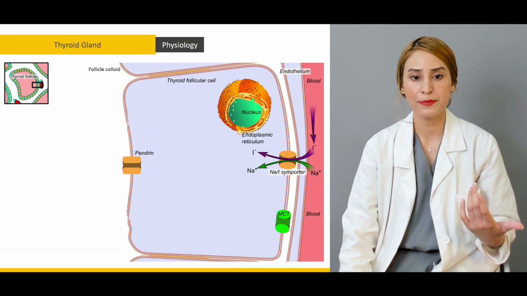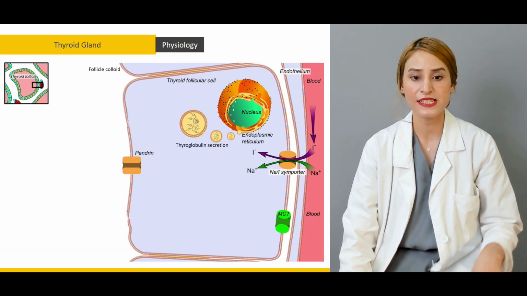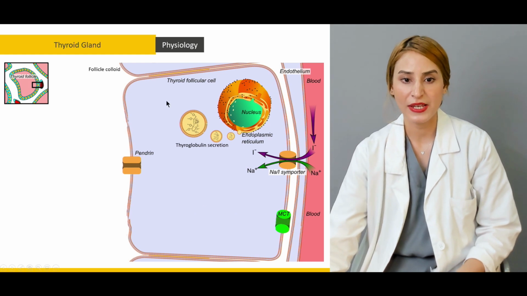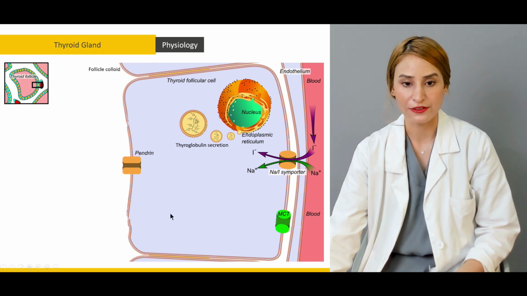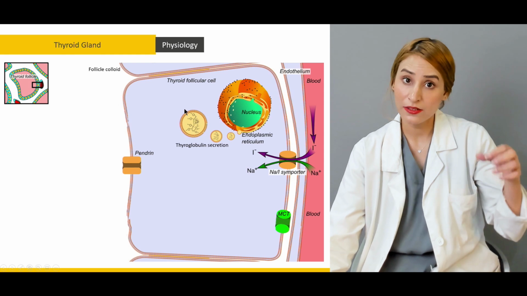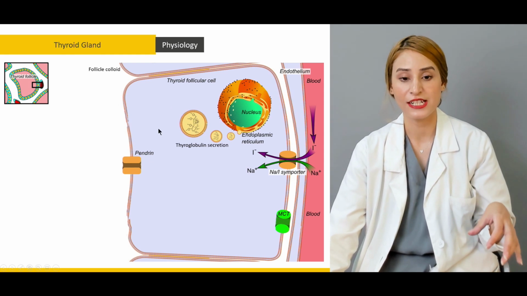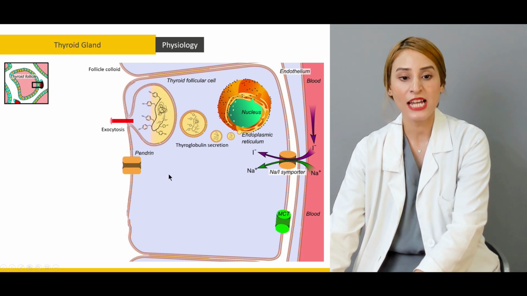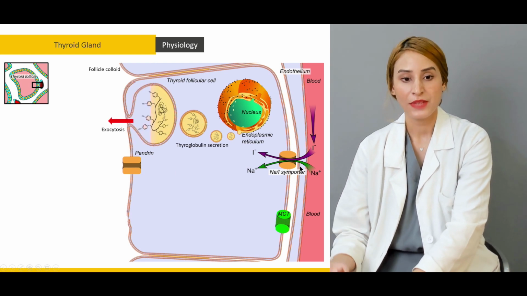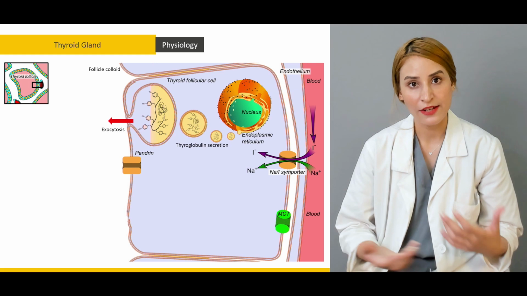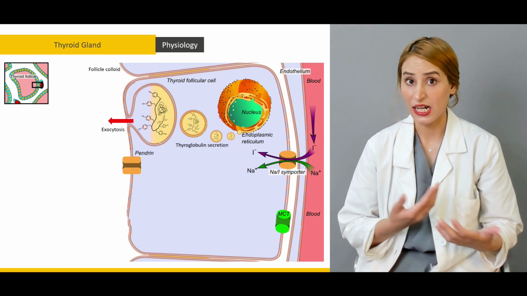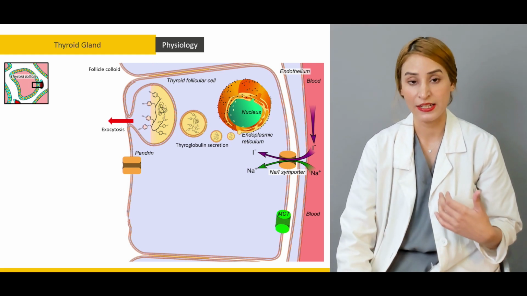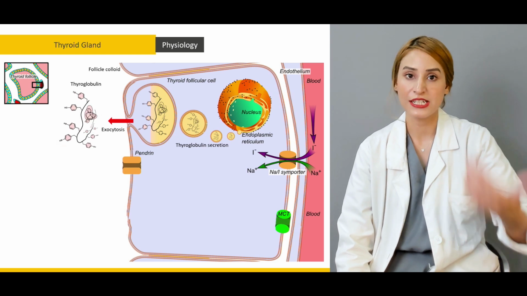So talking about a little bit of the physiology of this gland, this is basically the thyroid follicular cell, and within these follicular cells there is a secretion of the thyroglobulin, right? And what happens whenever we take dietary iodine, the dietary iodine is actually converted into iodide.